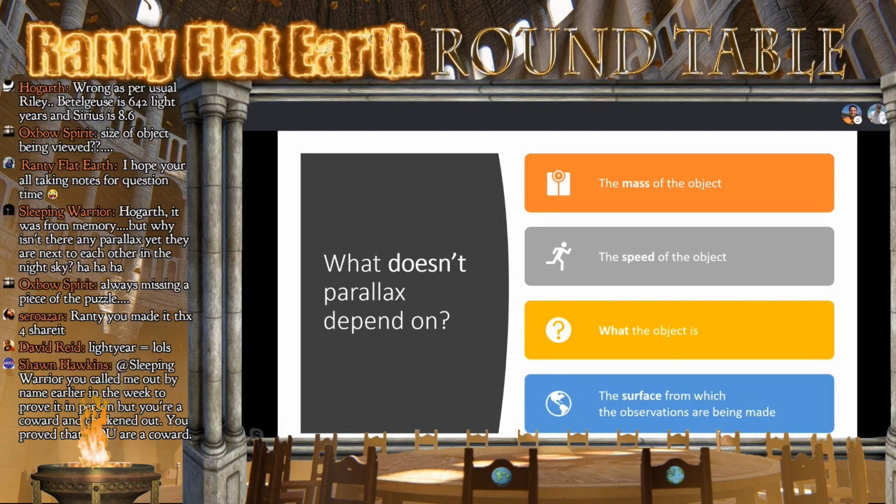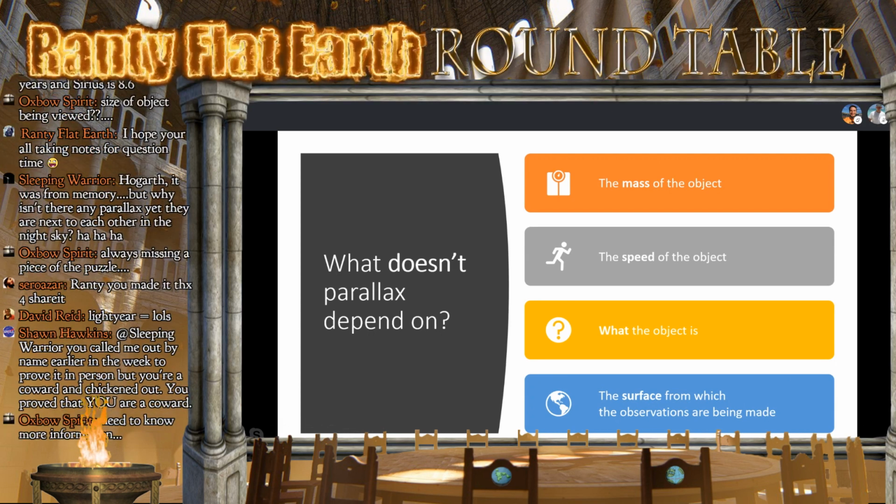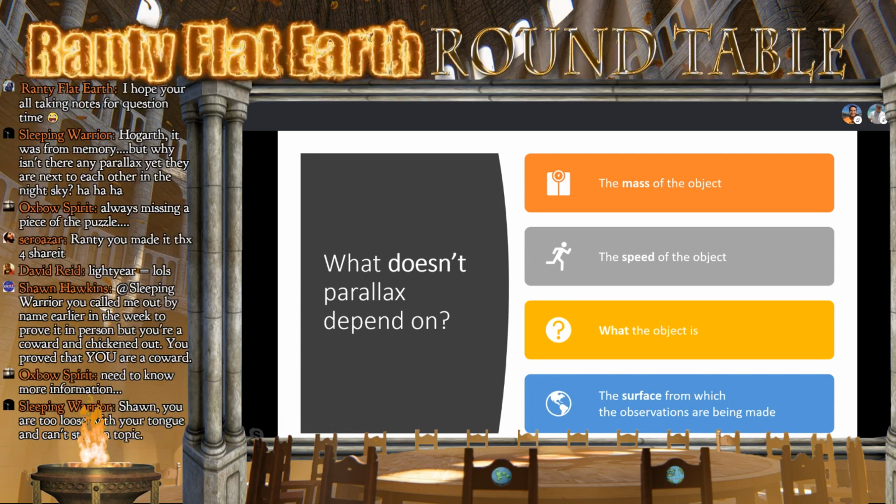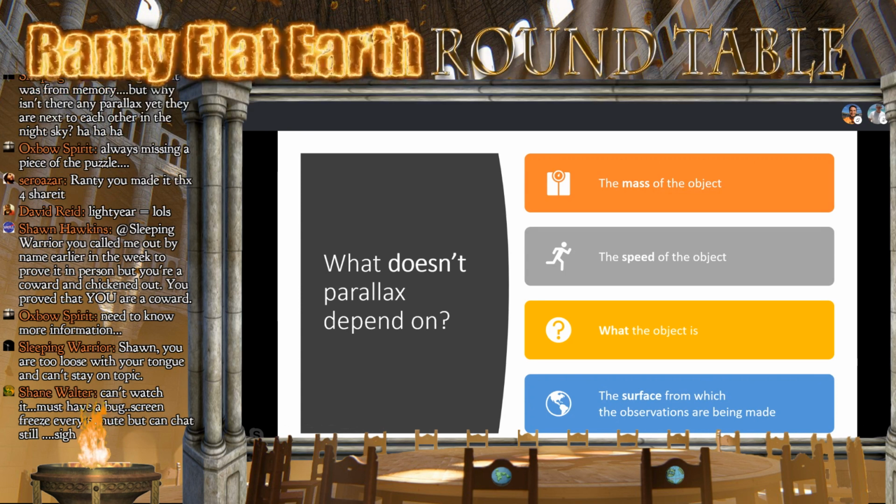What doesn't parallax depend on? Parallax does not depend on the mass or the density or the volume or the makeup of the object you're looking at. It doesn't depend on the speed of the object because parallax measurements of the sort I'm describing are taken at the same time, instantaneous. It doesn't matter what the object is. It could be a projection on a screen for all we know.